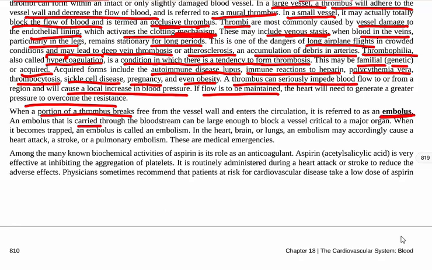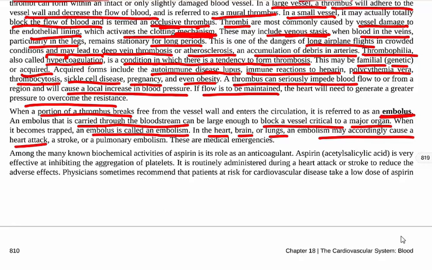So an embolus that is carried through the bloodstream can be large enough to block blood vessels critical to a major organ. All right, so we can see that getting stuck in various places, to the brain, to the kidneys, to the liver. When it becomes trapped, an embolus is called an embolism. So here are some examples in the heart, the brain, or the lungs. An embolism may accordingly cause a heart attack.